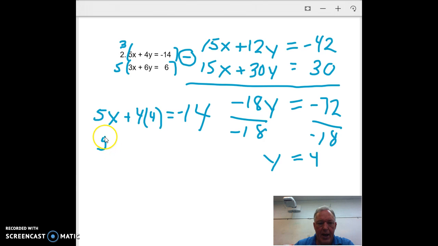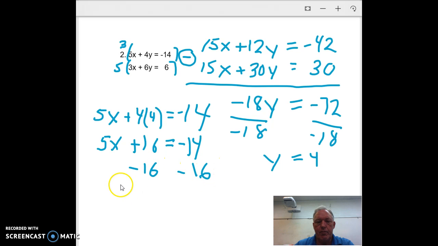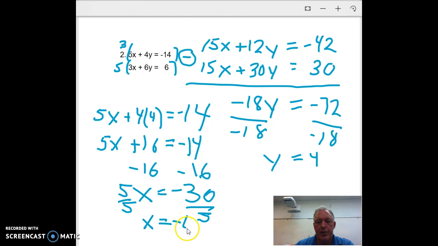So now we have 5x plus 16 is equal to negative 14. In order to solve for x, we want to move the 16 over. So then we end up with 5x equal to negative 30. In order to solve for x, we're going to divide both sides by 5. And we find out then that x would be equal to negative 6.